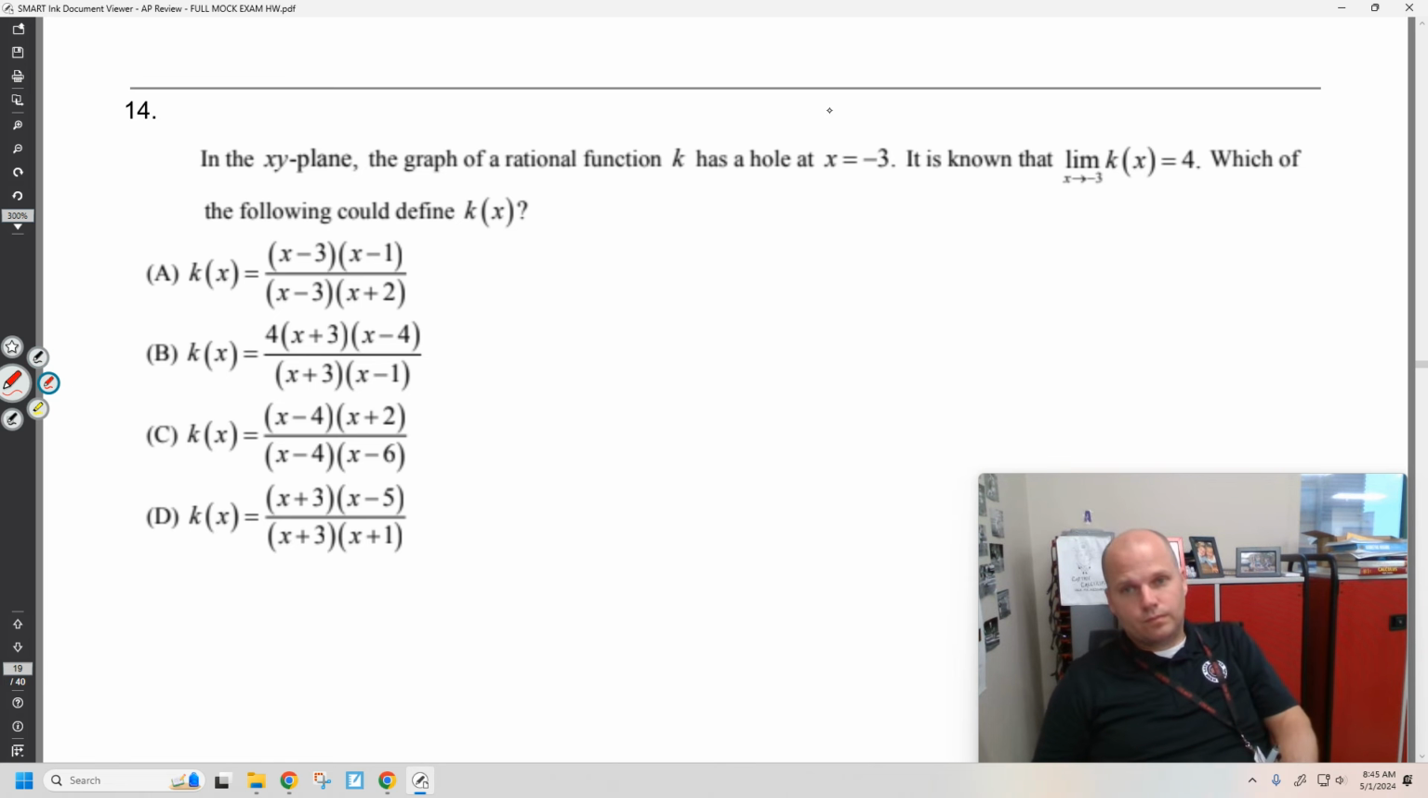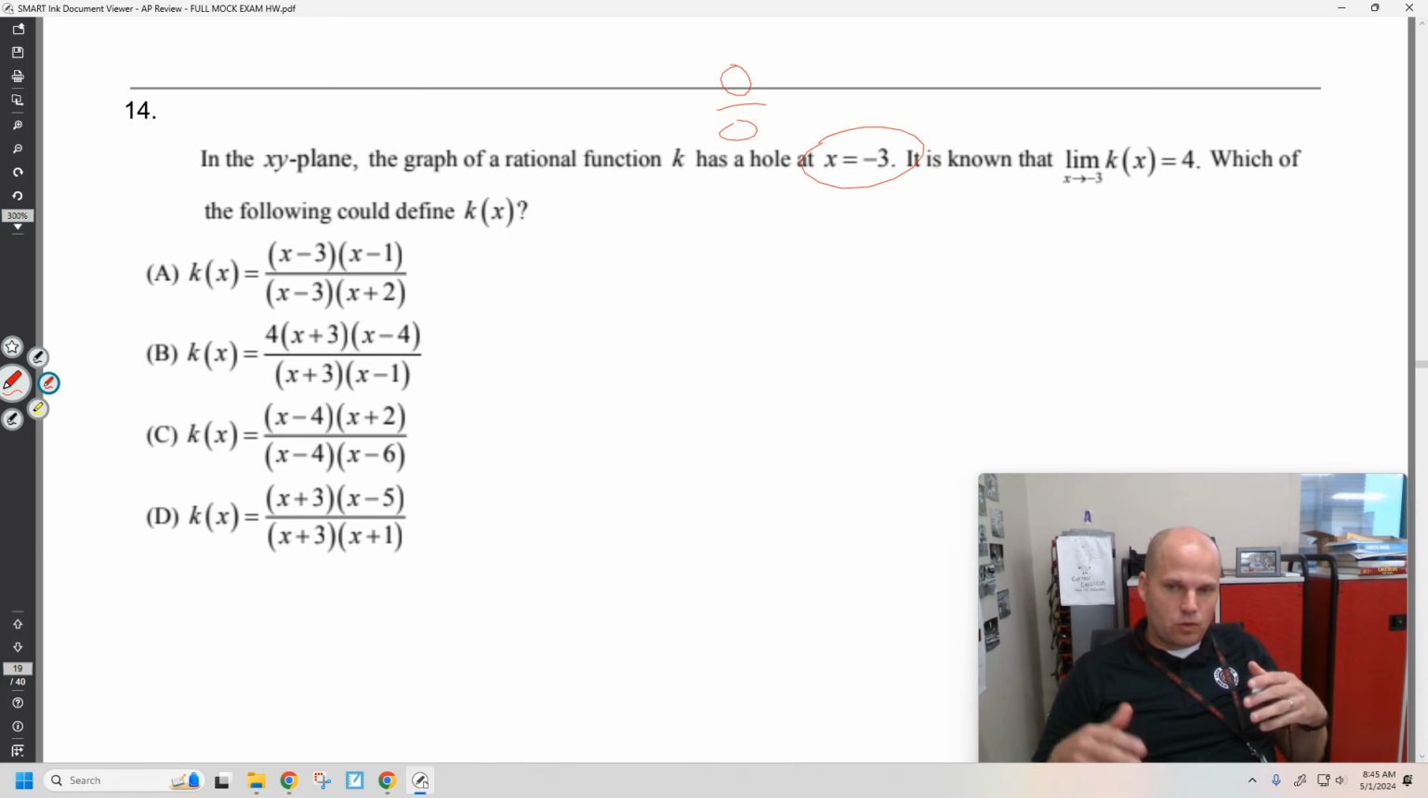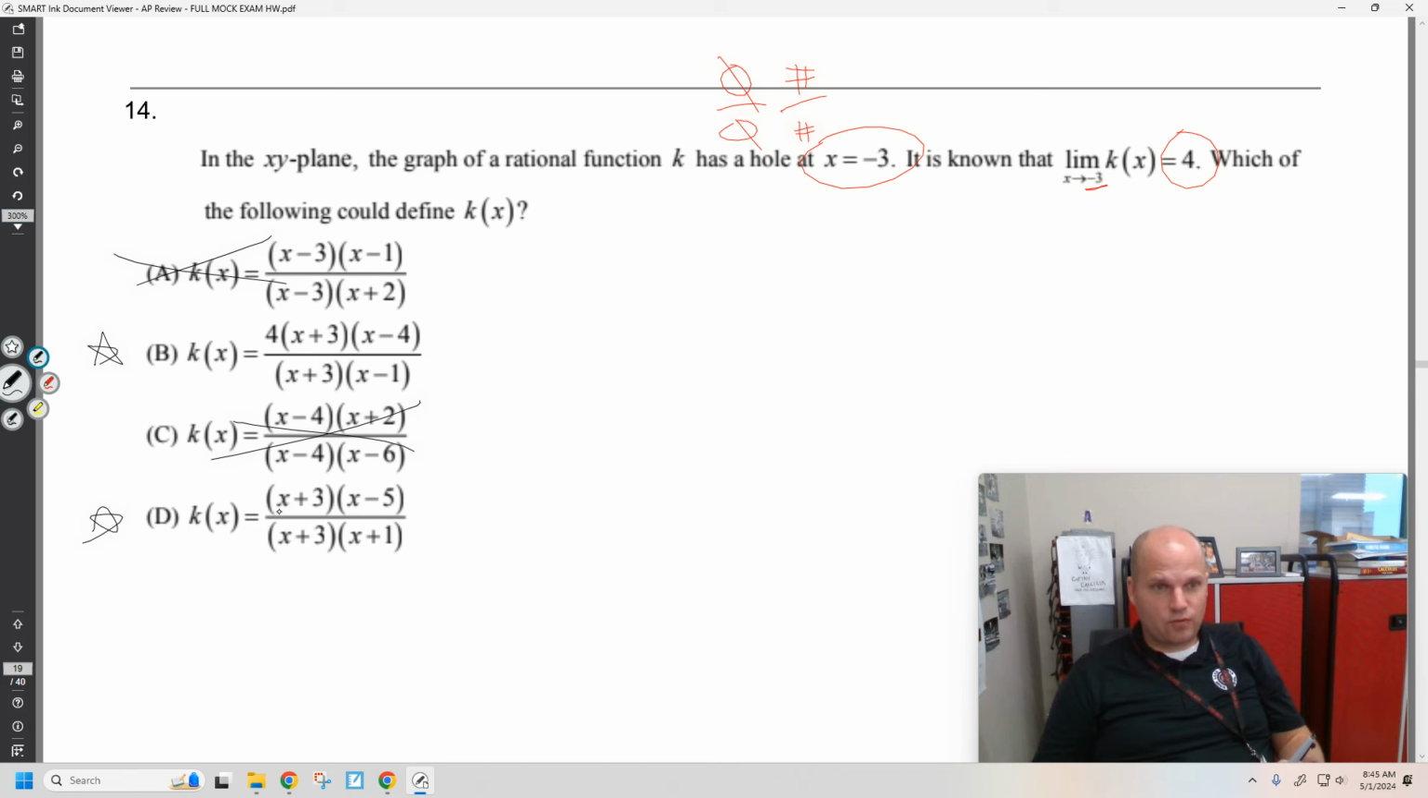We have a hole at -3. Holes occur when you have 0 over 0. To find the location of the hole, you think about plugging in values close to -3. You cancel out the values close to 0, and you see what's left. And what's left needs to equal 4. So first things first, I'm going to understand the hole's at -3, not at 3. A is gone. B is in the running. D is in the running. C is gone. So B or D will have a location of the hole that's 4.